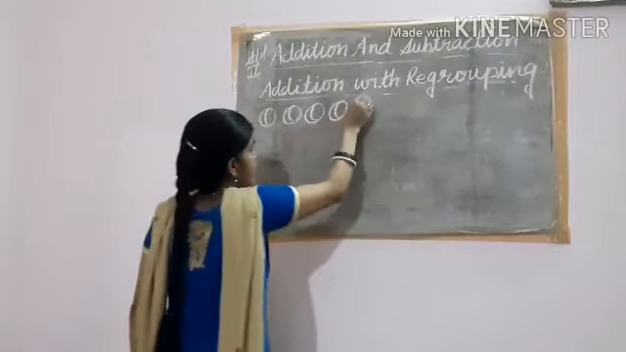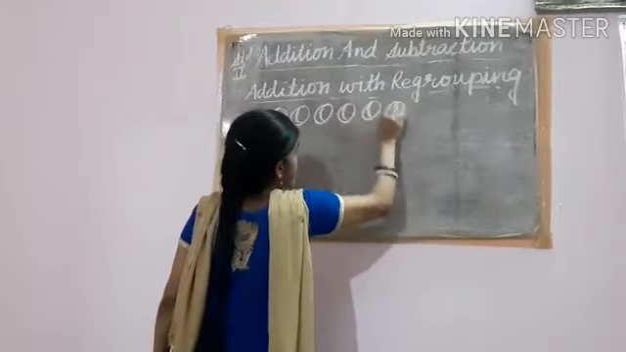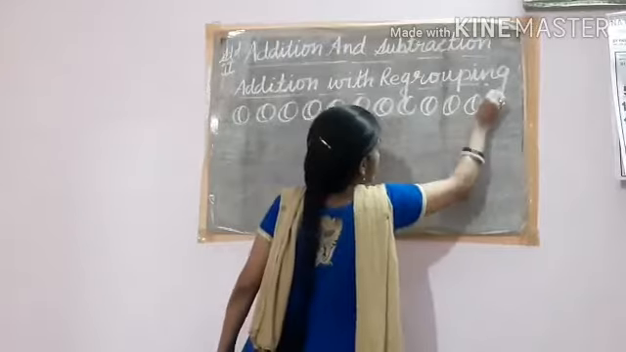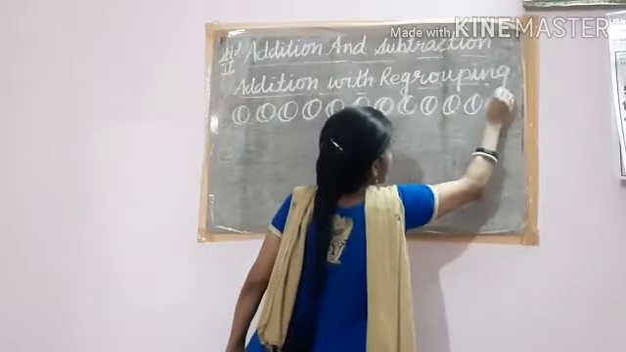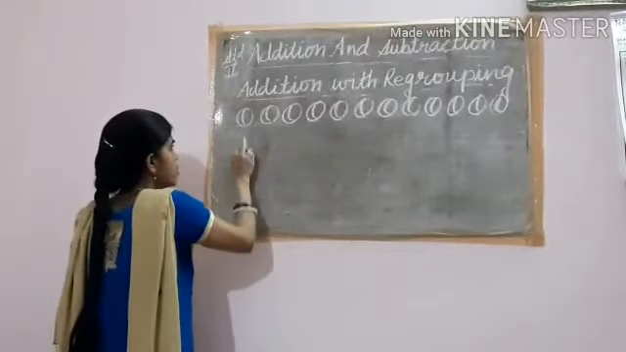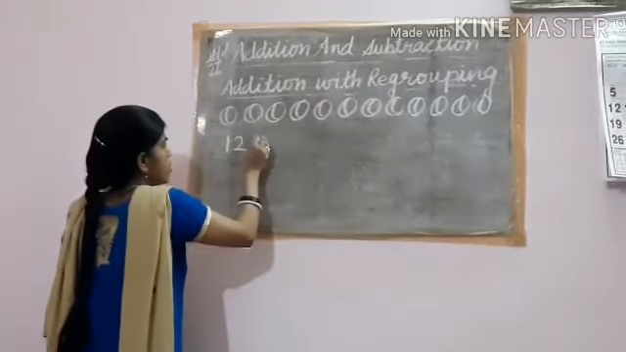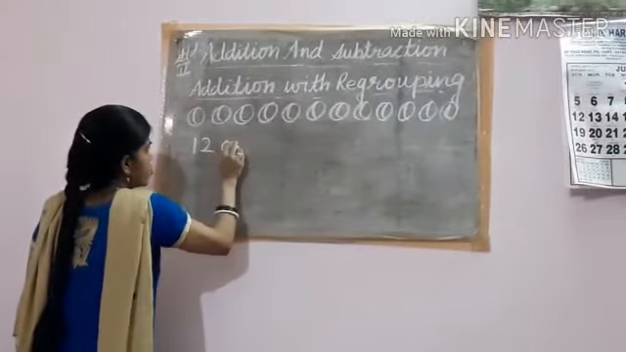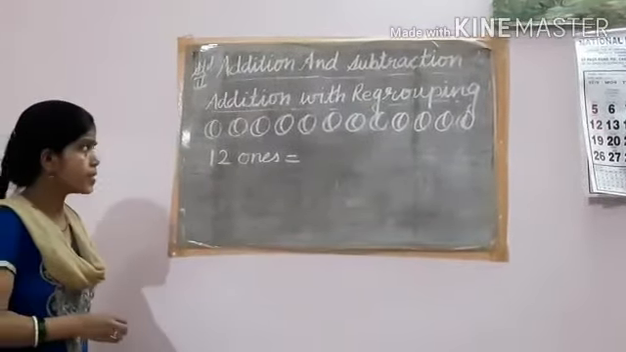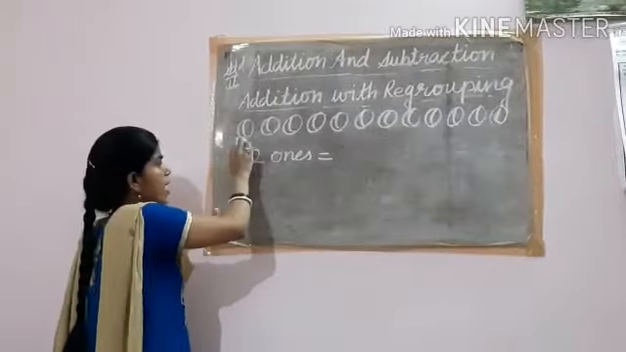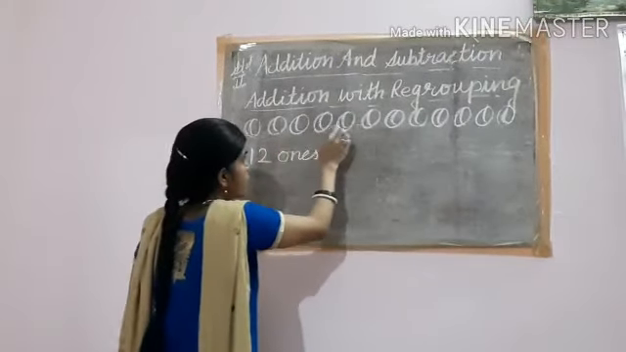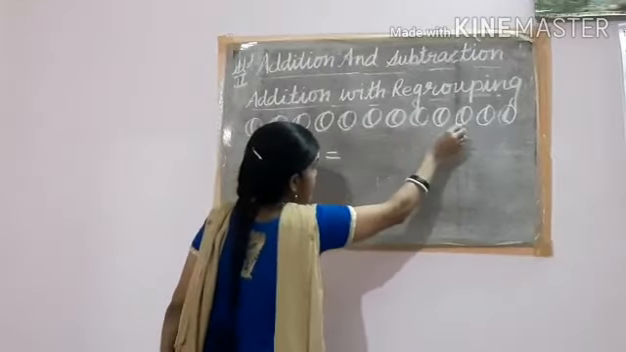1, 2, 3, 4, 5, 6, 7, 8, 9, 10, 11, 12. Okay, there is no place, so I am making only 12. 12 balls. So I can write 12 ones, or I can arrange it in different ways. What I can do, I can take 10 balls and keep them in one group. 1, 2, 3, 4, 5, 6, 7, 8, 9, 10.